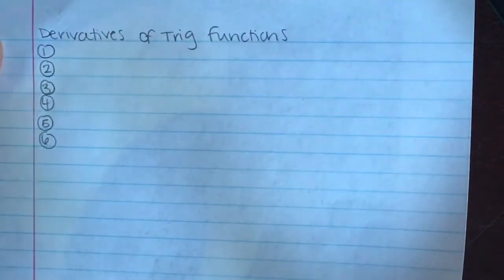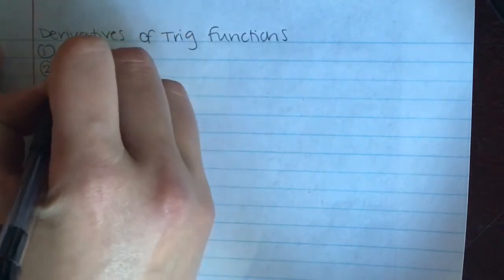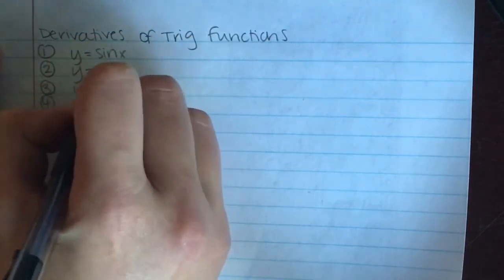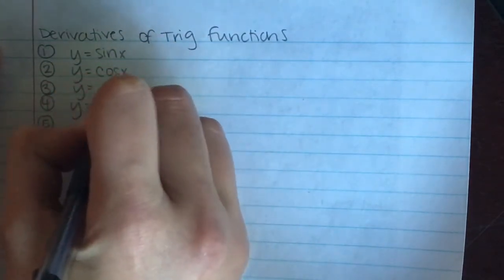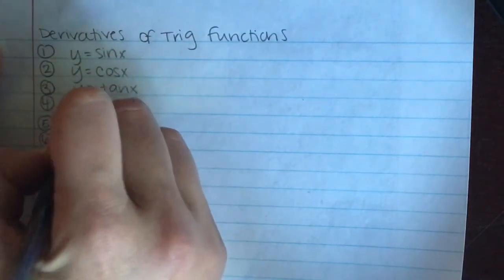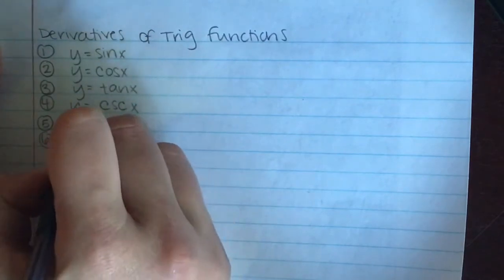Okay, so the first trig function we're going to look at is sine x. We're also going to look at cos x, and tan of x, and cosecant of x, and secant, and last cotangent.